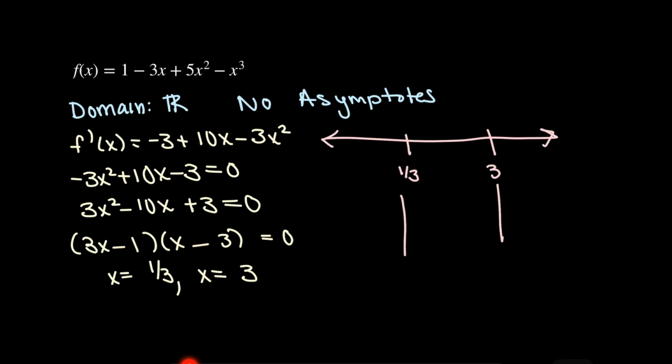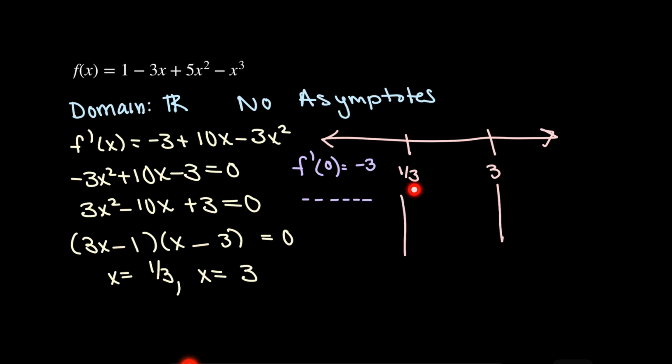So now I'm going to make a table, and I'm going to analyze the sign of my first derivative to figure out where this function is increasing and decreasing. So I need to pick a test value that is smaller than 1/3. I decided to use 0, so I took x equals 0, and I plugged that into my derivative, and I got negative 3. Because that value is negative, that tells me my derivative is negative everywhere when x is less than 1/3.